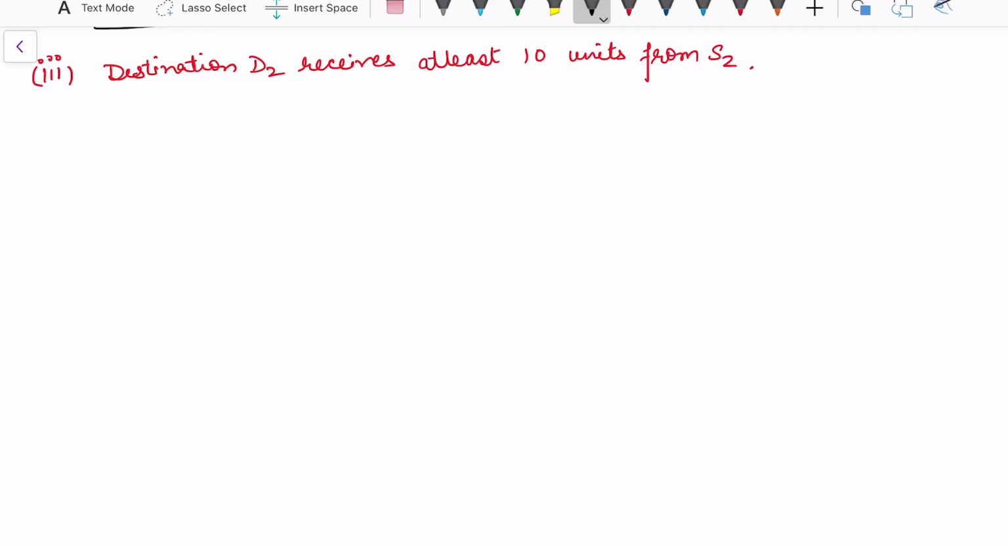Now in the third case, destination D2 receives at least 10 units from S2. This means at least 10 units, that means the X22 variable, which is going to be the allocation, has to be at least 10 units. And because it is an at least quantity, we don't need to block the cost C22. We can work with the original cost.